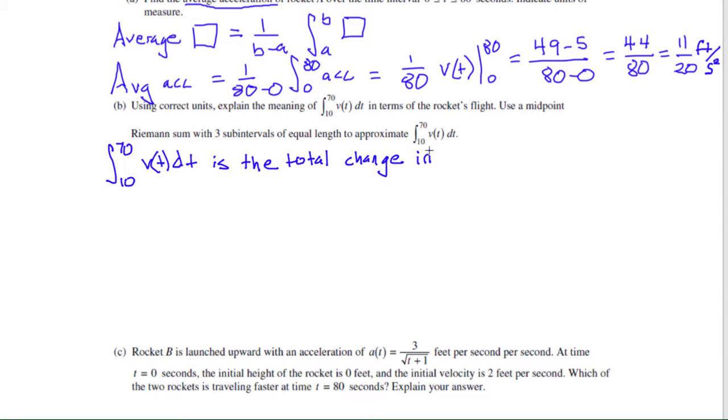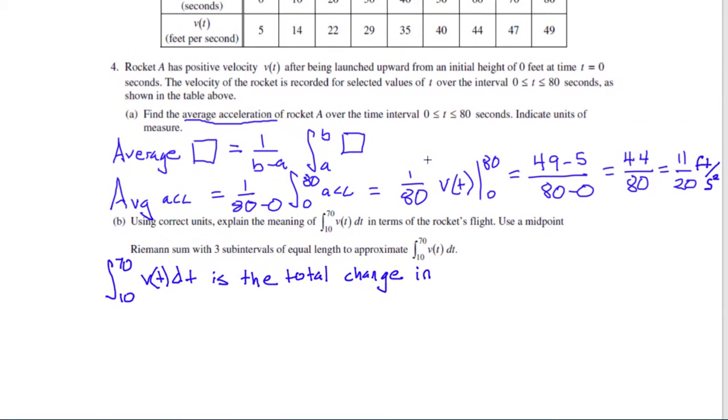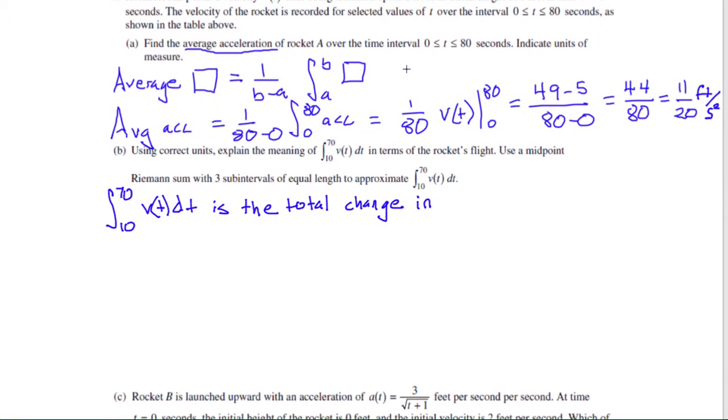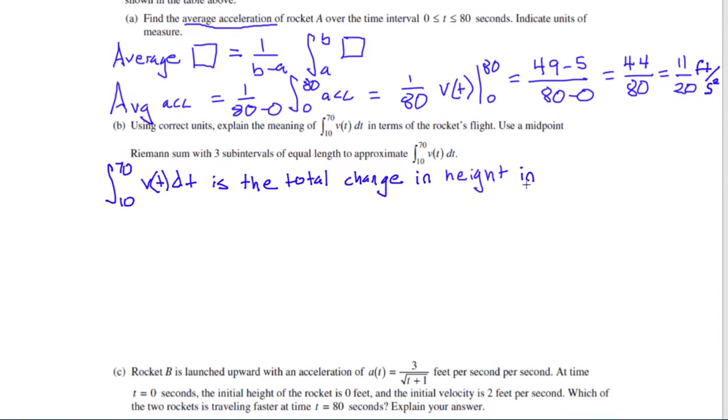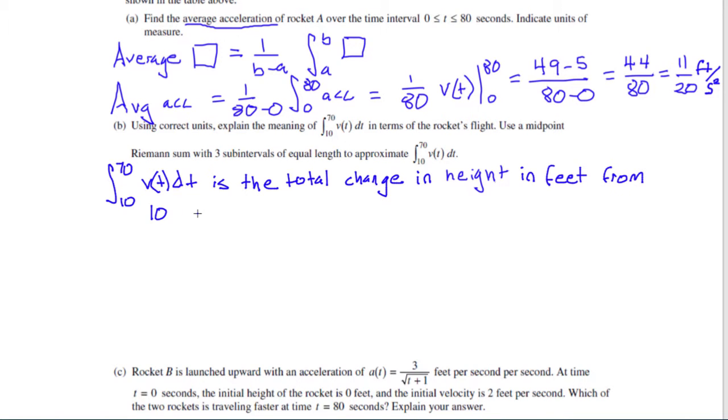And instead of saying position, I mean, we know that we're talking about a rocket and it's being launched upward, so it's total change in height if you want to be even more accurate. But if you say position, you'll get full points. So I'm going to say height because it's slightly more accurate. And then that's measured in feet. From 10 to 70, I'm guessing it's seconds, yeah. Our unit up here was seconds, so seconds.